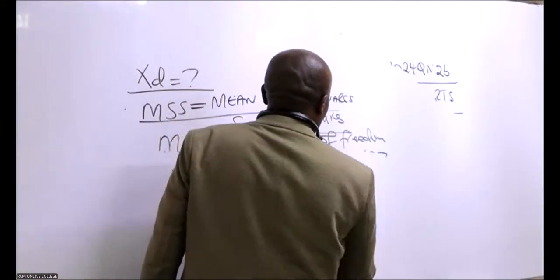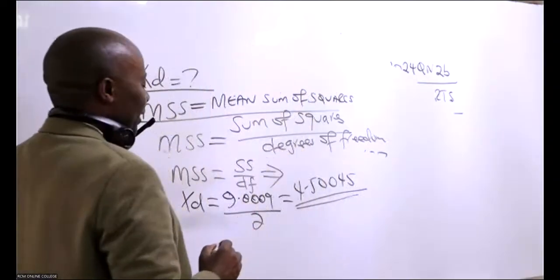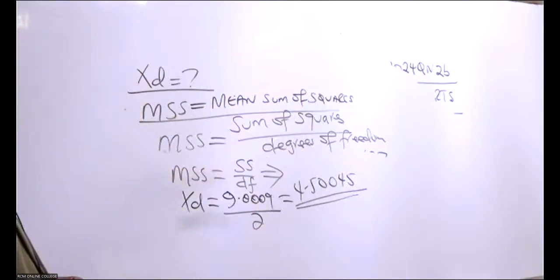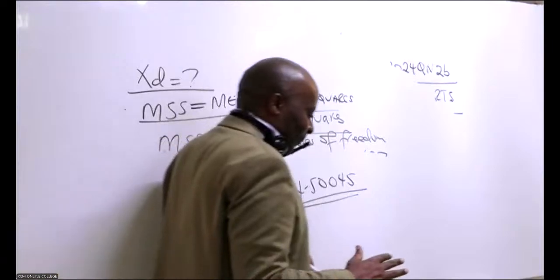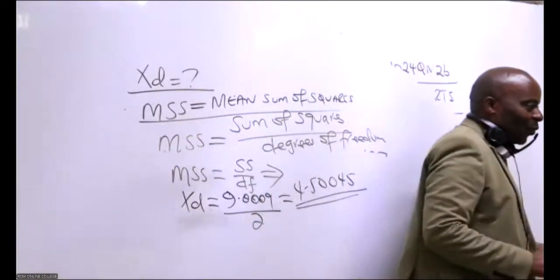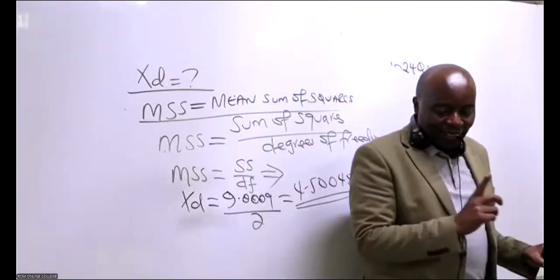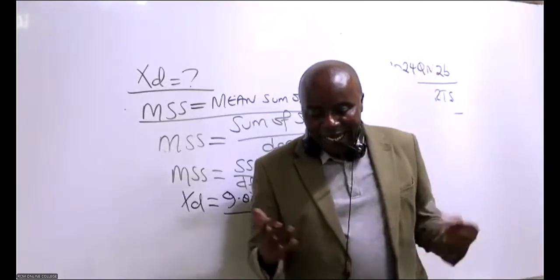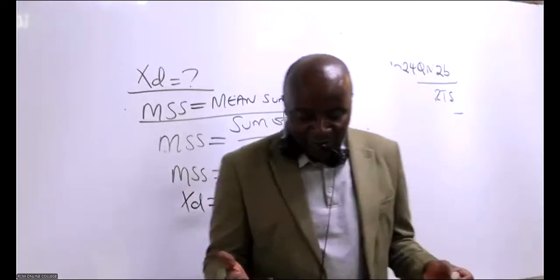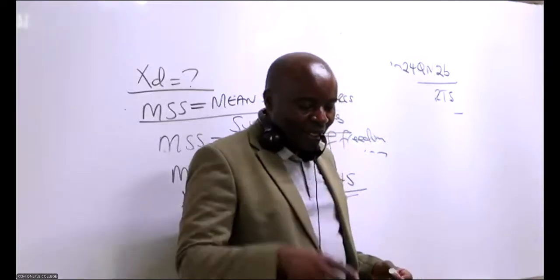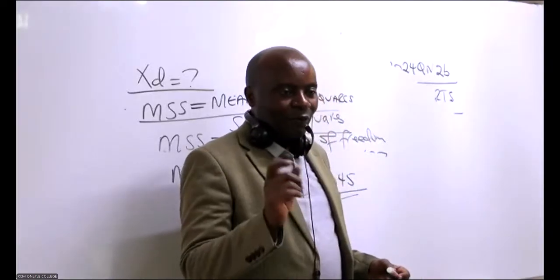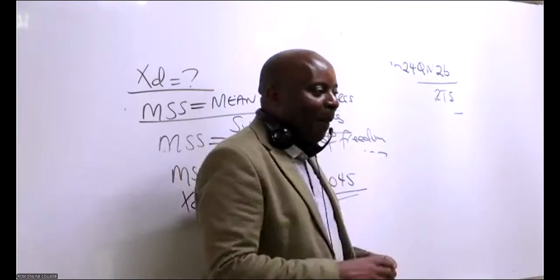4.50045. Thank you so much. That is XD. Do we have XE or is that it? We have XE, yeah? XE already, Harriet has gotten it. Harriet has already gotten XE as 1.4749. Yes.